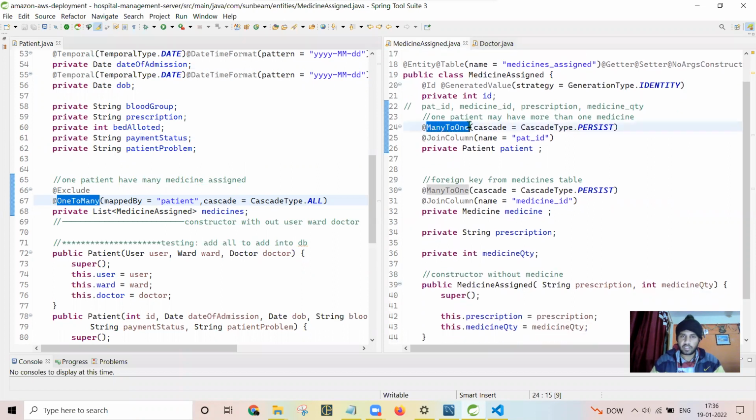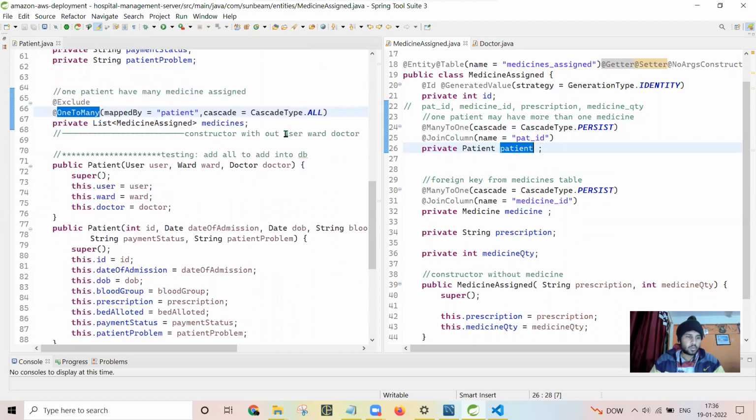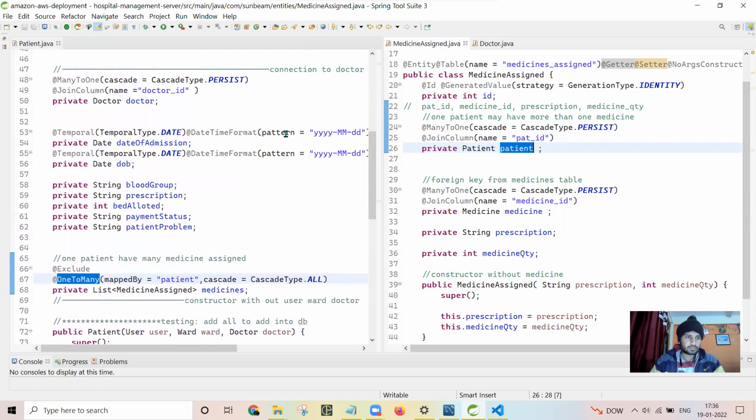Many-to-one relationship is kept in the medicine assigned table. And here I have linked using a foreign key, patient ID, and the corresponding patient is also kept in the medicine assigned table. Patient will be having a doctor.